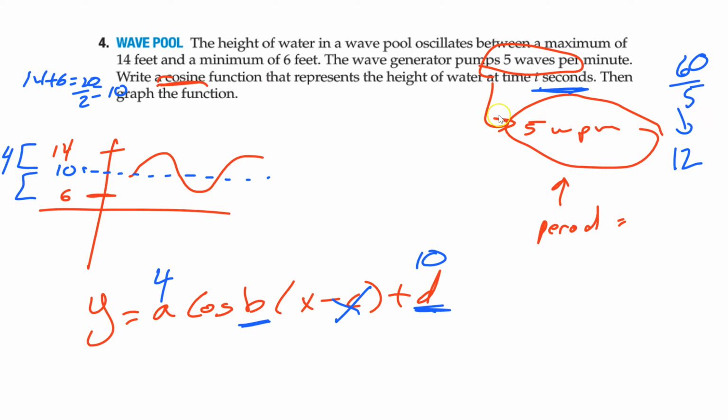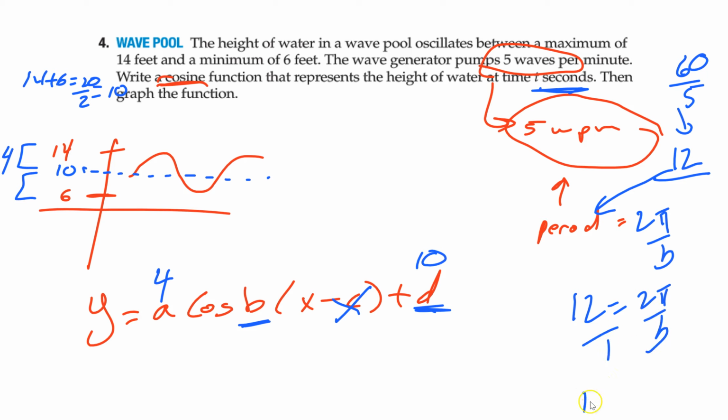So it does 5 rotations in a minute. So 60 seconds divided by 5, it takes 12 seconds to do a rotation. You're like, okay, that's my B, 12. No, it's not. Remember, it's a little tougher than that. Period's 2 pi over b. So let's put the 12 in for the period. 12 equals 2 pi over b. Let's solve, cross multiply.